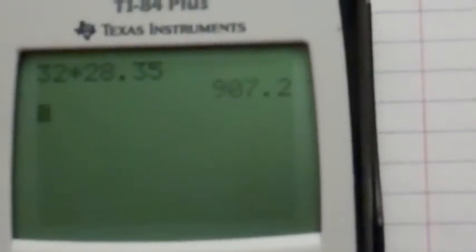32 ounces of water. Alright, so there are 28.35 grams in an ounce. Cross these out. Multiply these two bad boys. And we get 907.2 grams of water. Neat. Now you may be asking yourself, how do we get that to moles?